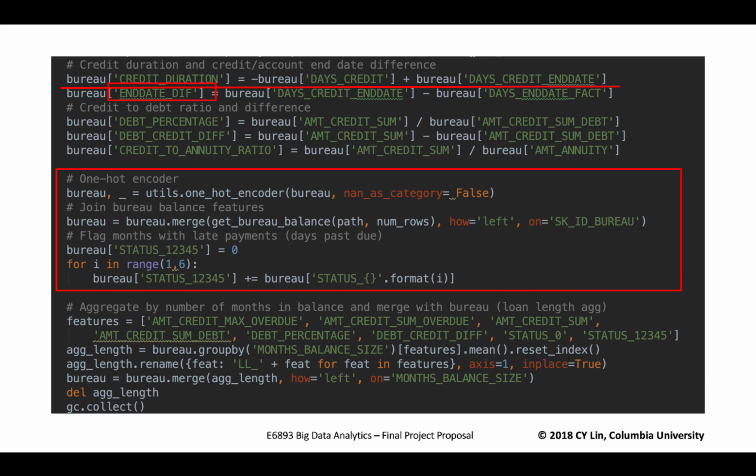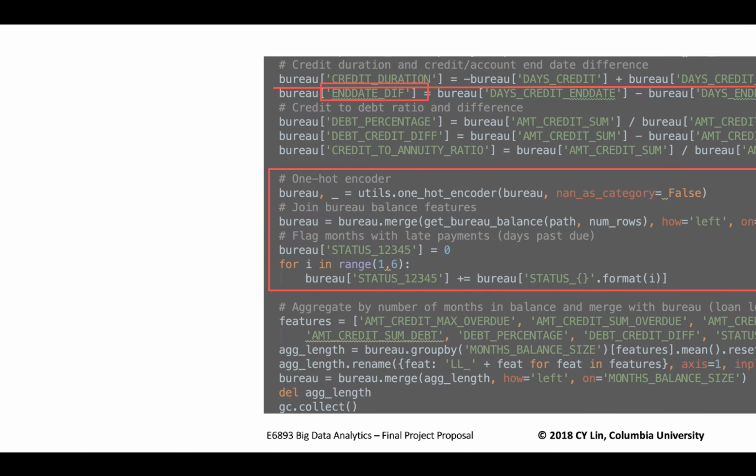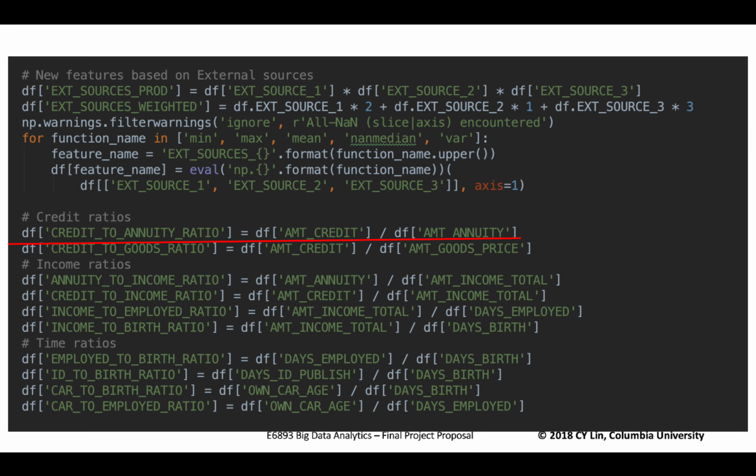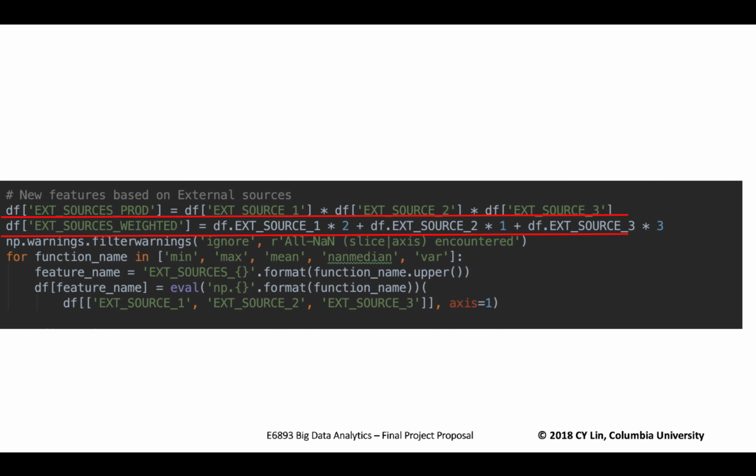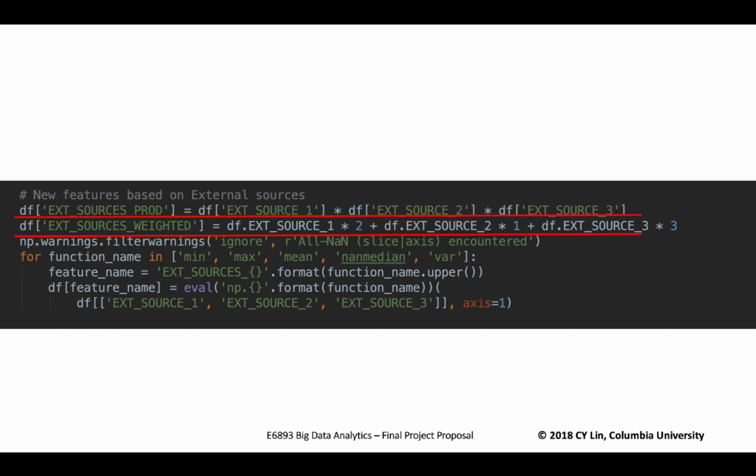This is an example of one-hot encoding, label encoding, and putting time features in a logical way. This is an example of using economic knowledge to create new features. And this is an example of using useful features to create a new feature.